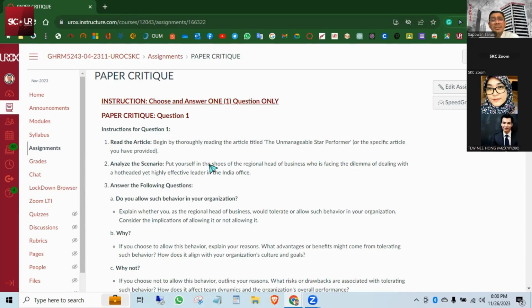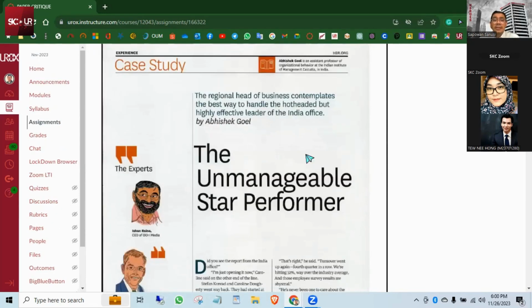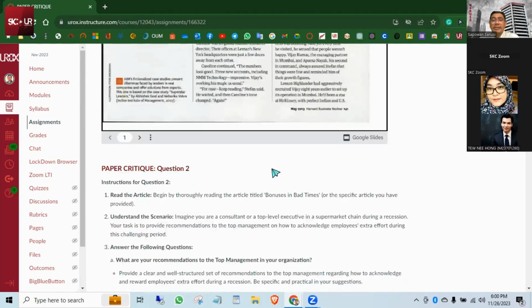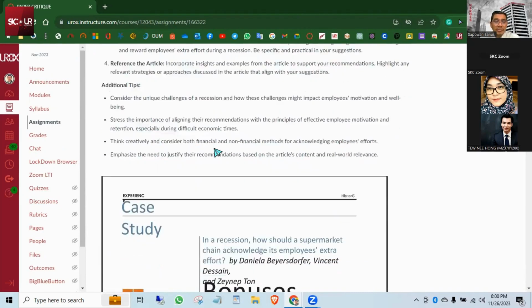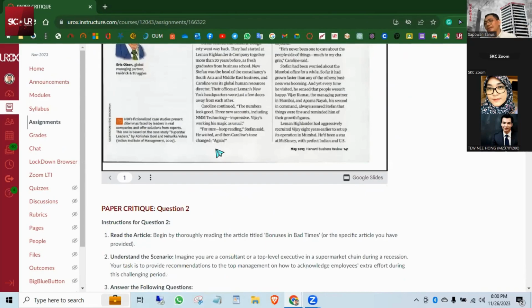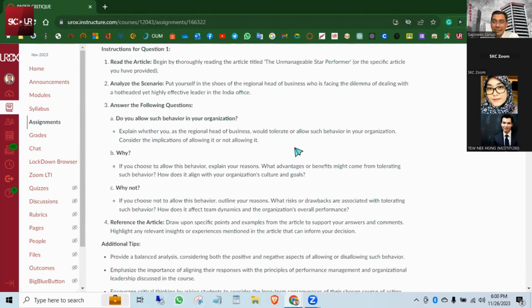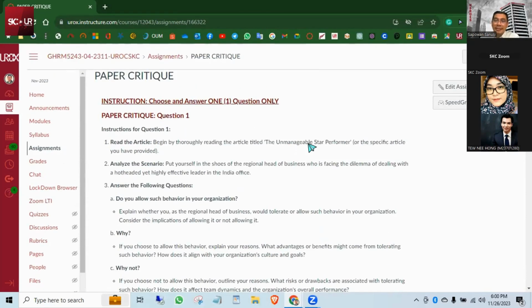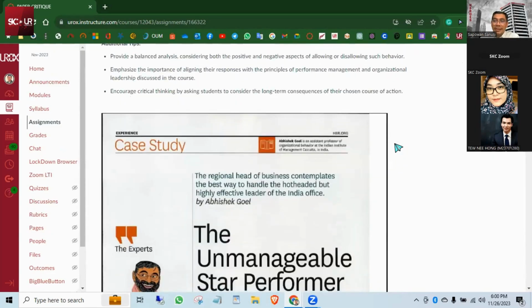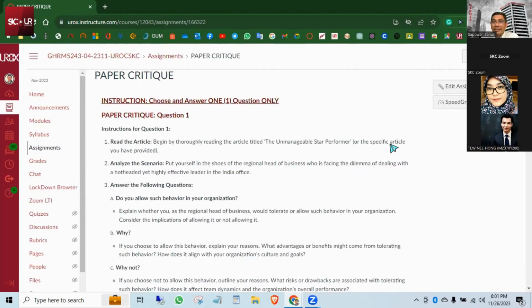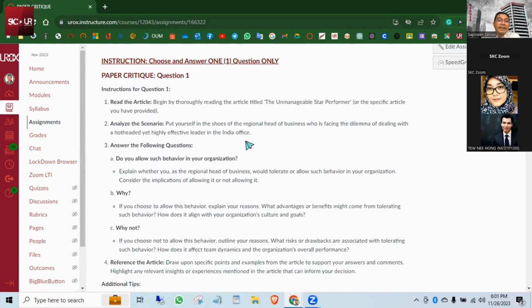Okay, instruction: choose and answer one question only. You can choose paper critique 1 or paper critique 2. You can use whatever AI you want to use, but you need to moderate it very well. Don't just copy and paste and then suddenly the Turnitin report shows it as AI writing. Nanti masalah.